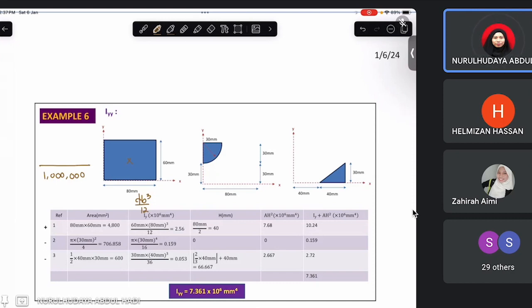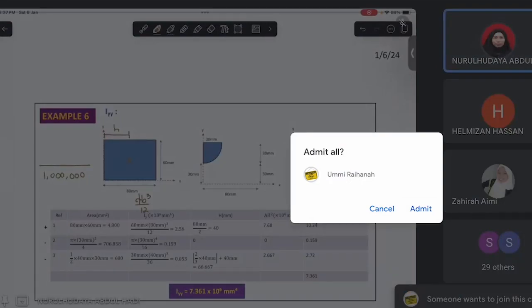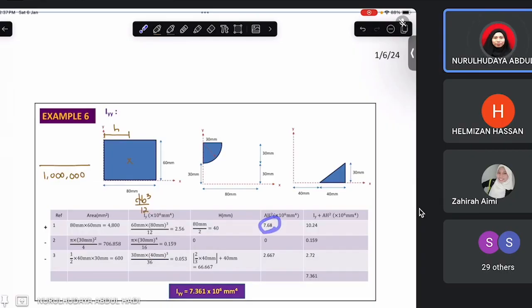So, the value of H dari centroid nak ke y-axis, this is H. So, 80 bagi 2. And AH square, 40 power of 2 times 4,800 divide with 1 million. Then you will get 7.68. You ambil 7.68 plus lah dengan 2.56. You akan dapat 10.24. Okay, that one for the big rectangle.